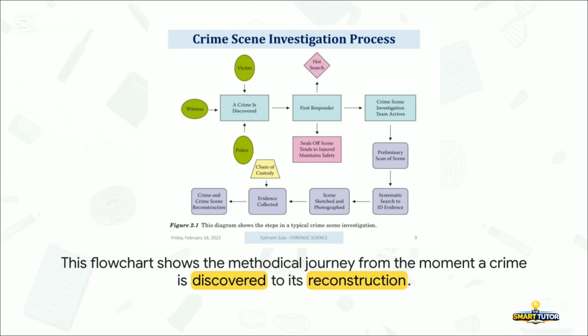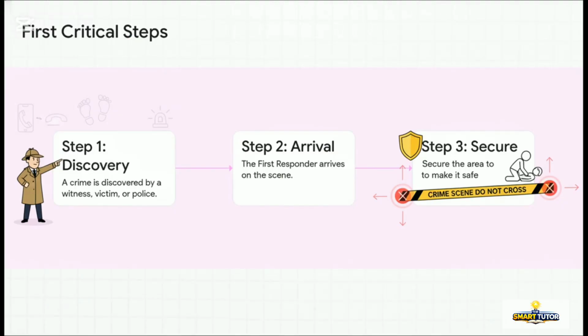It all kicks off the second a crime is discovered. That calls in a first responder. Then the CSI team takes over, does their thing, securing the scene, collecting the evidence, sending it off to the lab for analysis. And all of this work, every single step, is building towards one final goal: reconstructing the crime. Let's really zoom in on those first critical moments.